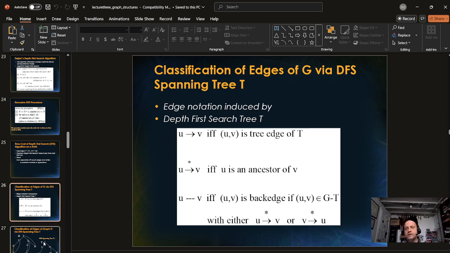Classification of edges of G via the depth first search spanning tree, the edge notation induced by a depth first search tree. Here UV is a tree edge of T, U to V, if U is an ancestor of V, and U to V is a back edge if UV exists within the graph minus T, with either U going to V or correspondingly V directed to U.